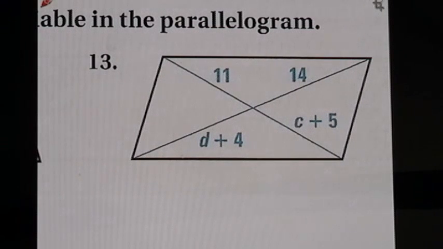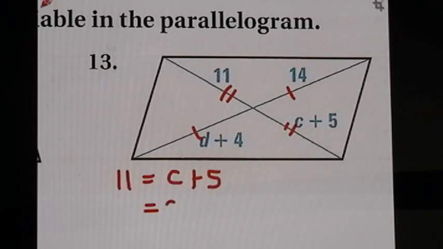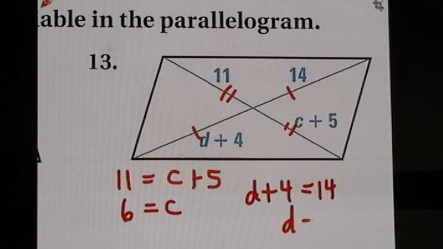All right, same thing. We know that these are bisected, so we know they're equal. 11 equals c plus 5. That makes c 6. And d plus 4 equals 14, and that makes d 10.